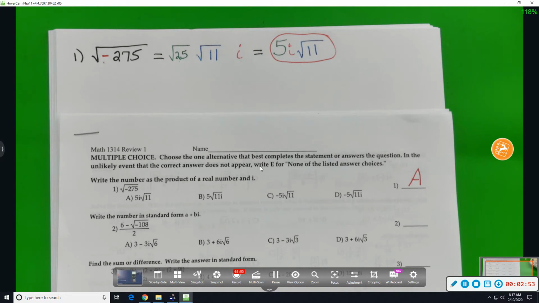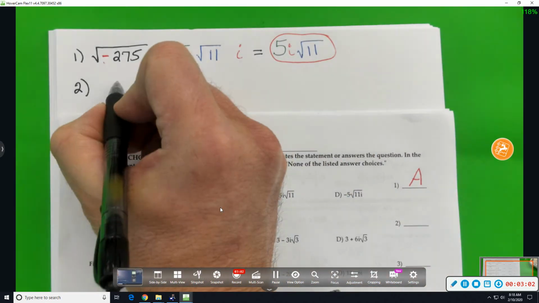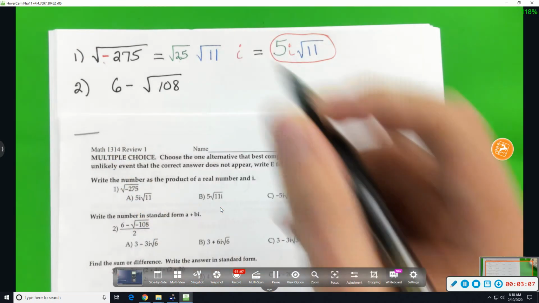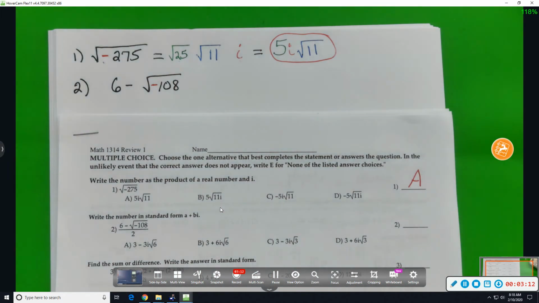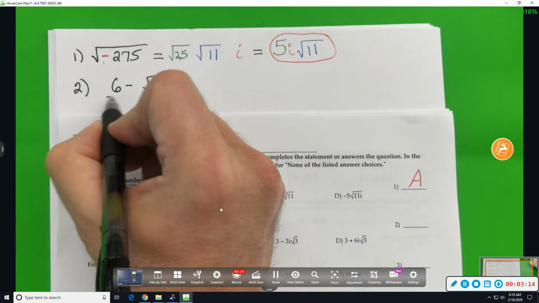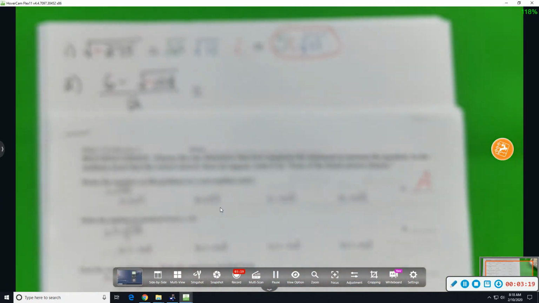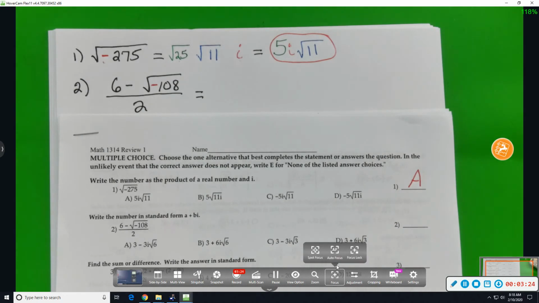Now, problem 2. 6 minus the square root of a negative 108, all over 2. This is the stuff we were doing the first week of the semester. Okay, wait, I just remembered, I got to redo this. I don't want that thing there.